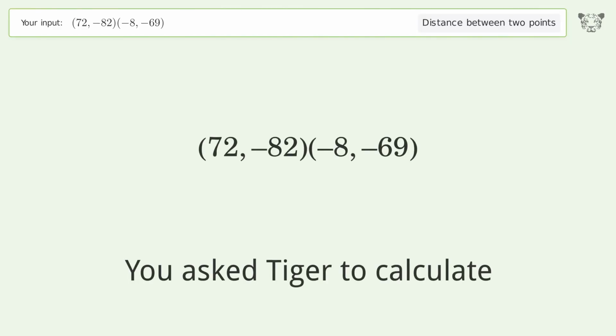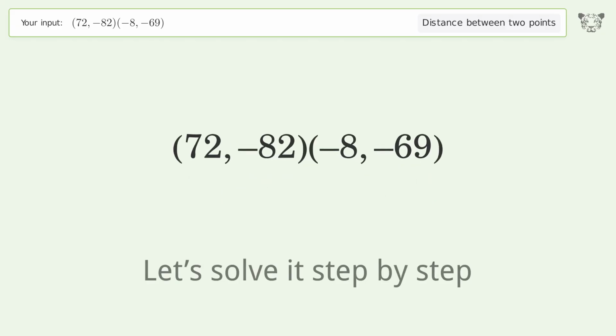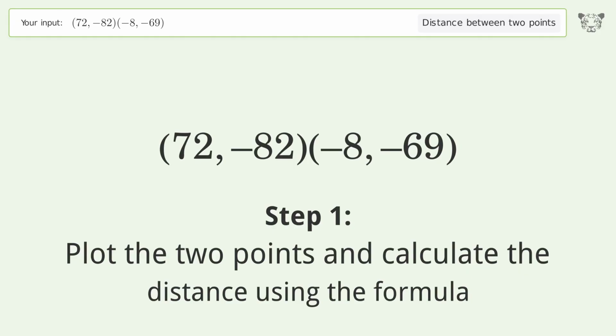You ask Tiger to calculate. This deals with the distance between 2 points. The distance between the 2 points is the square root of 6,569 or 81.049. Let's solve it step by step. Plot the 2 points and calculate the distance using the formula.